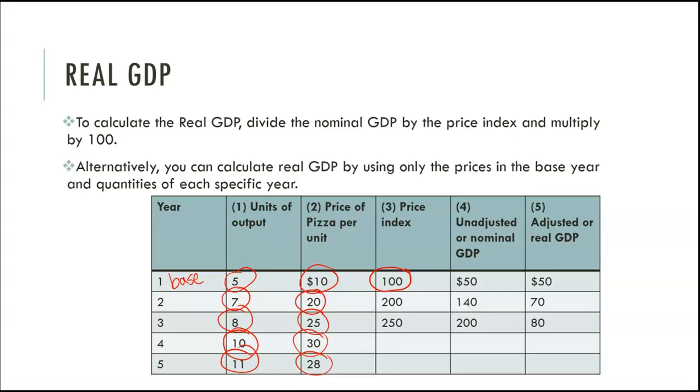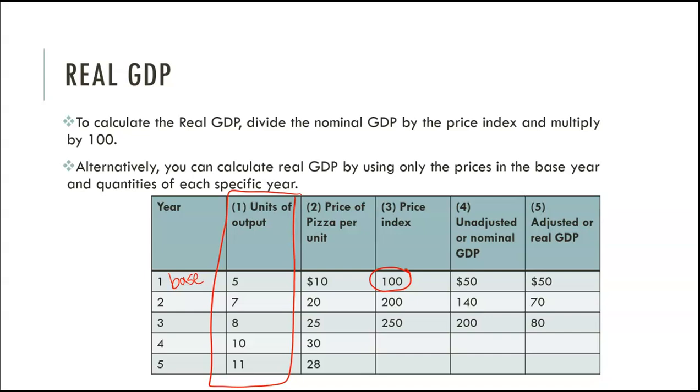So with real GDP, we're trying to see, did our total production increase? Are we making more stuff than we did before? And when we have a very simple economy like this, when we're looking at just one item, you could see that our quantity is increasing, right? 5, 7, 8, 10, 11. The value of our real GDP is going up. We are producing more stuff every single year.